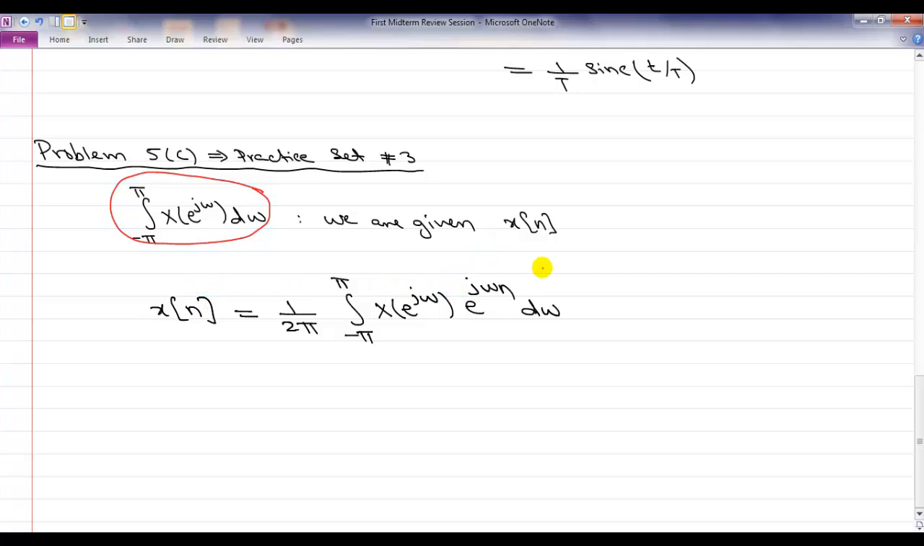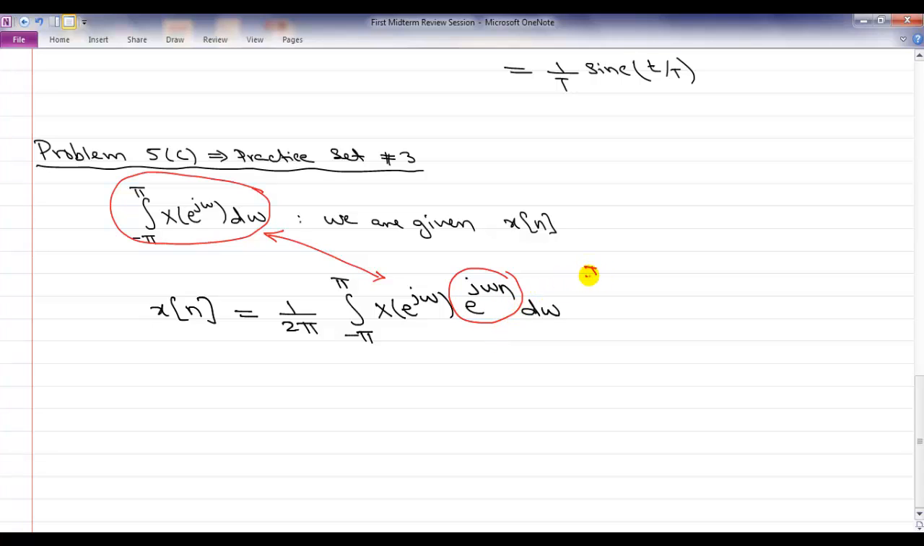And we are given x[n]. So if you compare the two, what is the difference between the two? The only difference is that there is this additional e to the j omega n factor. If this e to the j omega n was 1, we would be done. Right? So how do we make this e to the j omega n equal to 1?